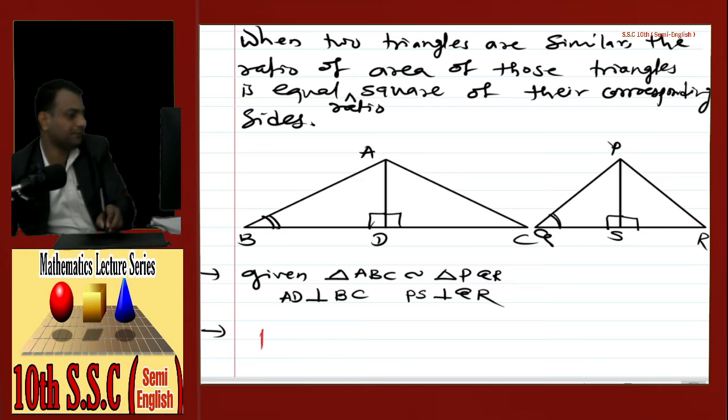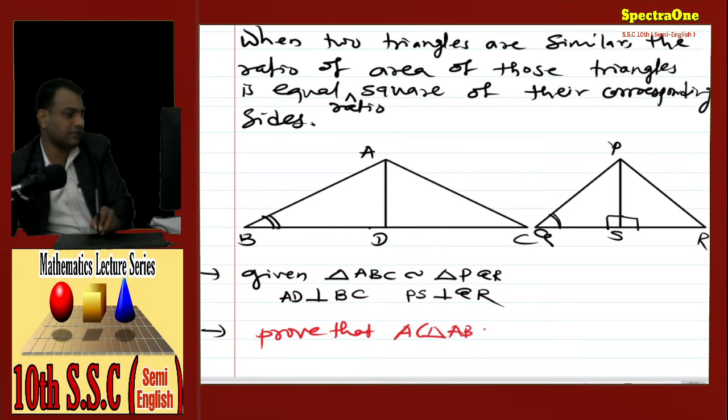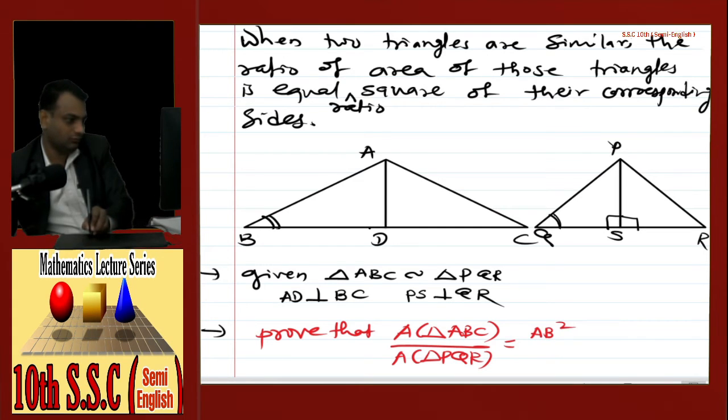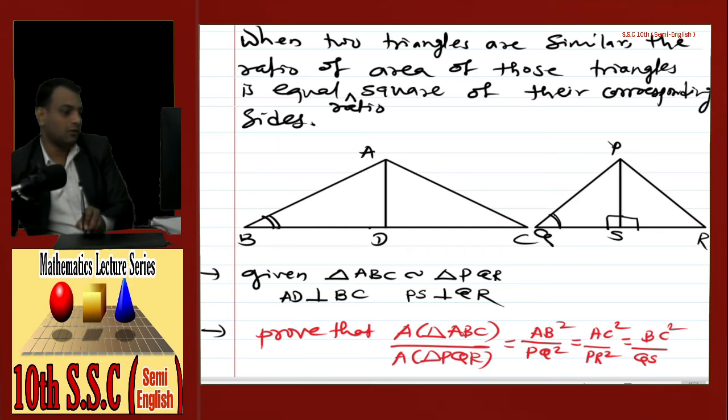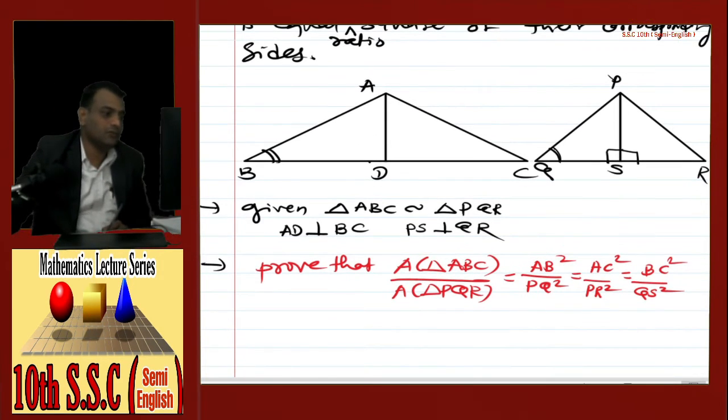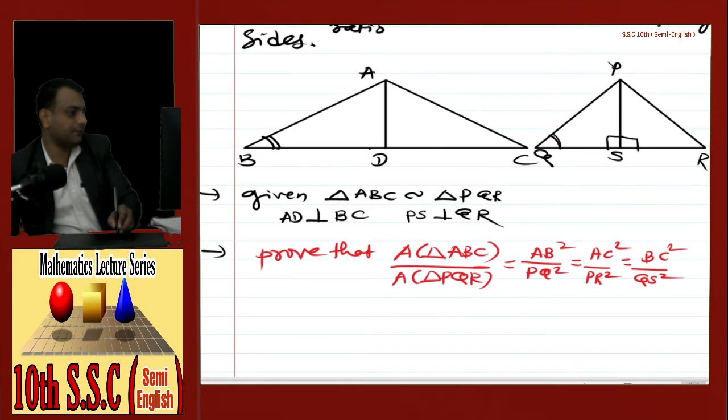I will use a different color. We have to prove that area of triangle ABC upon area of triangle PQR equal to AB square upon PQ square, which is equal to AC square upon PR square, which is equal to BC square upon QR square. Okay, so we have to prove that.